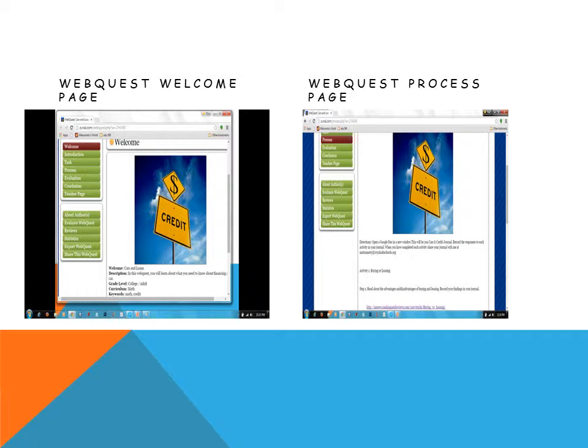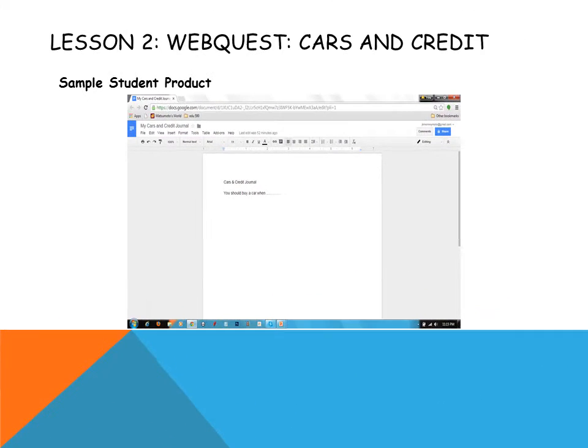These are examples of what a web quest looks like. In the first picture, this is the welcome page to the web quest. And the second picture is a picture of the process page where it shows the questions that they will be asked in the web quest. And this is the sample student product that students will be sharing with me at the end of the web quest.